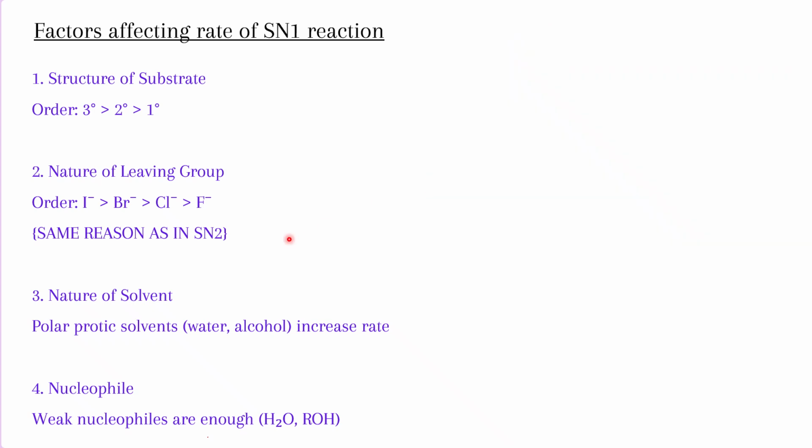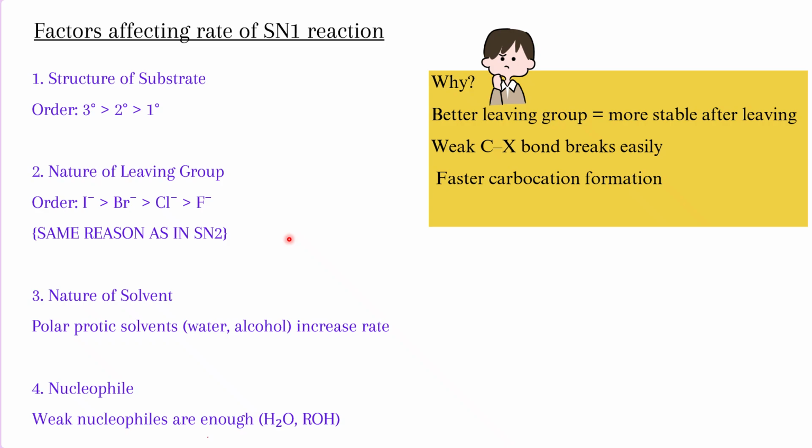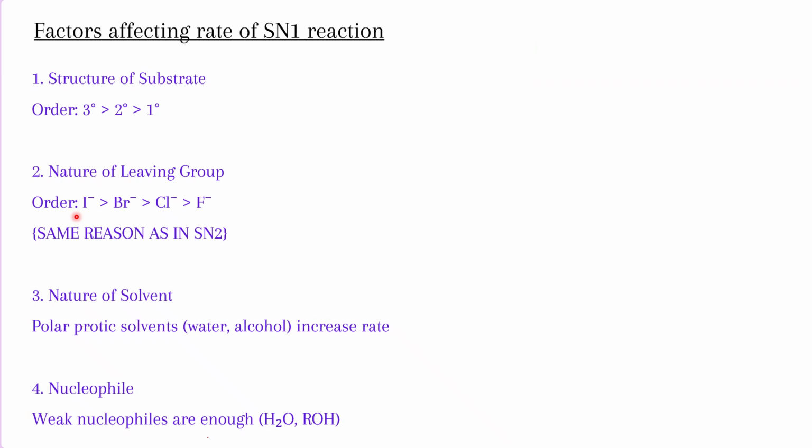Now the next factor is the nature of the leaving group. As we have discussed, iodine is going to be the better leaving group compared to bromine, compared to chlorine and then fluorine. Why? Because if we have a longer bond, that bond can be easily broken and the reaction can further proceed easily.